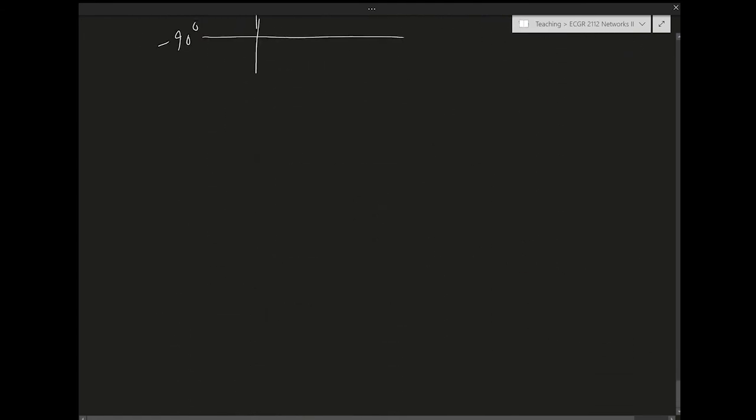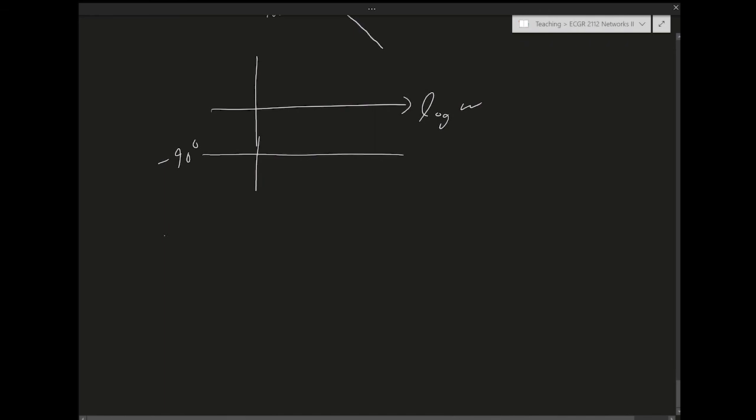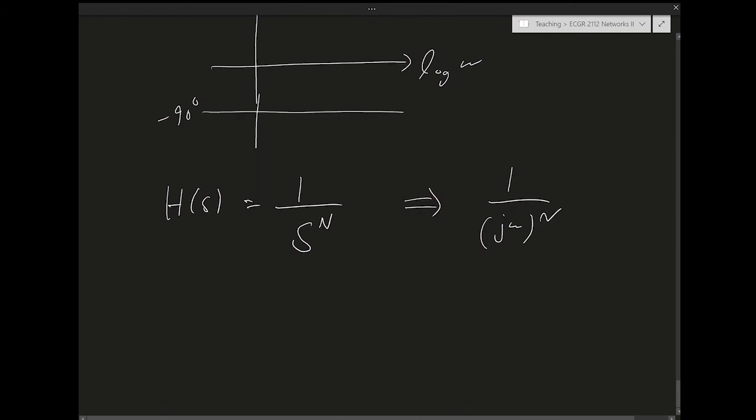What if I have multiple poles at the origin? So I have H of s equals 1 over s to the power n. Well, what's that? That's equal to 1 over (j omega) to the power n. Again, I want to do 20 log |H(j omega)| to do the plot. So this is 20 log, what's the magnitude here?